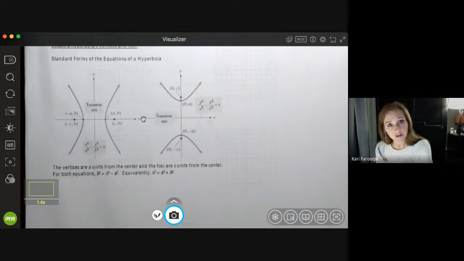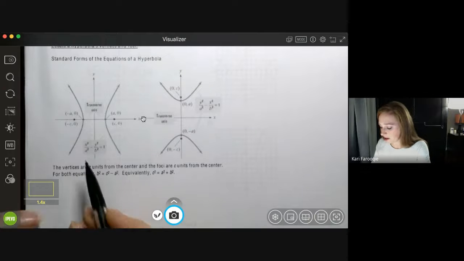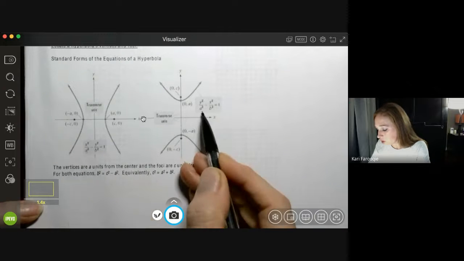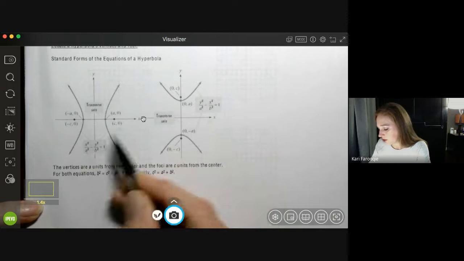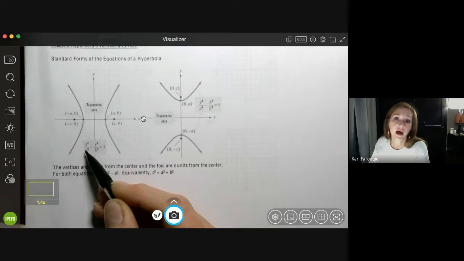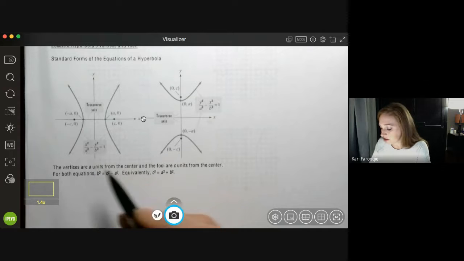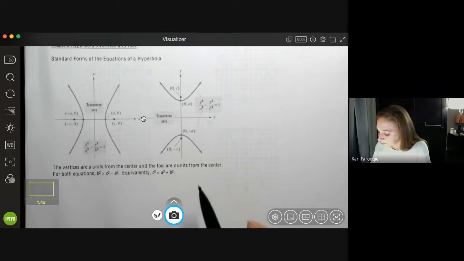For ellipses, it is always the case that a is greater than b. For hyperbola, that is not the case. Sometimes you're going to have a value of a that's less than a value of b. Sometimes you're going to have a value of a that's greater than the value of b. Doesn't matter. The only thing you need to know for hyperbola as far as choosing a is that a squared is always going to be in the denominator of that first term, or the positive term. So that's the big difference there.